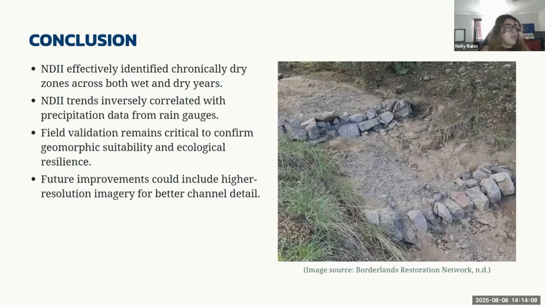In all, NDII proved useful in narrowing down zones of low infiltration that are more readily in need of restoration. So I believe that using NDII for further evaluating zones will prove useful in more scalable approaches, as long as they're used in conjunction with field evaluations to ensure that the land actually has the characteristics of needing these restoration structures to be implemented.